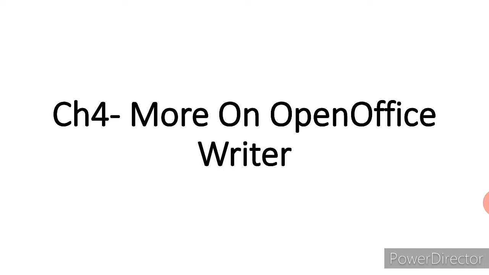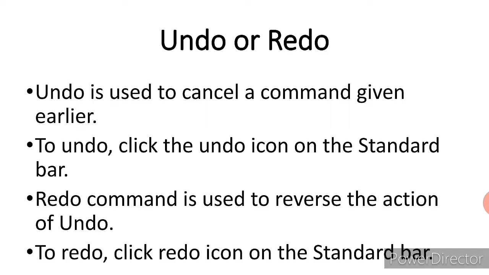Chapter 4. More on OpenOffice Writer. Undo or redo. Undo is used to cancel a command given earlier. To undo, click the undo icon on the standard bar. Redo command is used to reverse the action of undo. To redo, click redo icon on the standard bar.